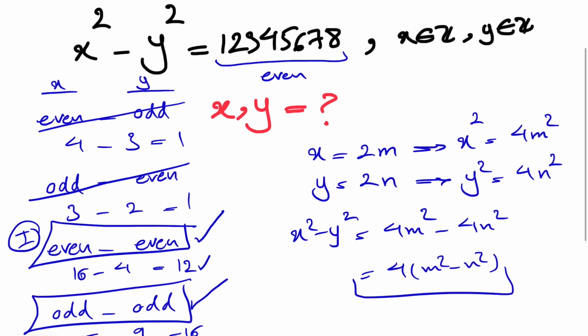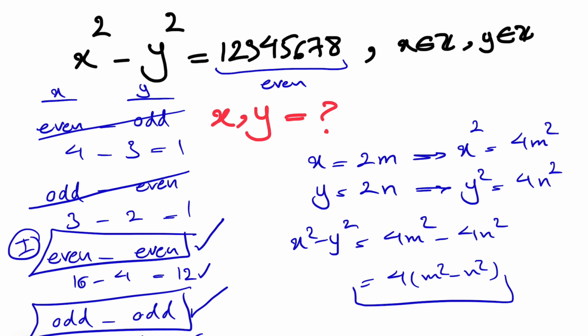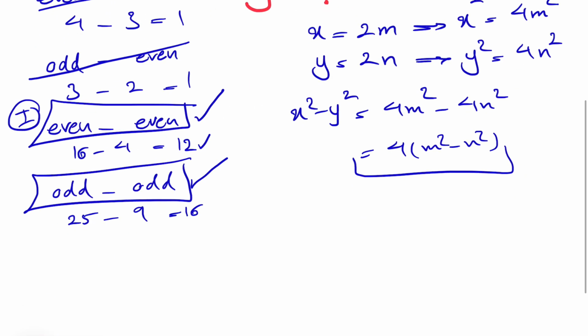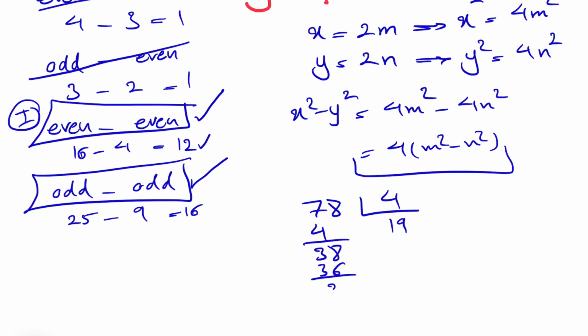Well, let's see what we have on the right side of the equation. So we have 1, 2, 3, 4, 5, 6, 7, 8. And by the divisibility rule of 4, the last two digits have to be divisible by 4. So let's see what we get. 78 divided by 4, we're going to get 19 with a remainder of 2, and this is not divisible by 4.